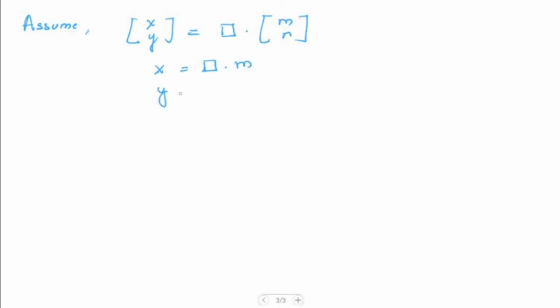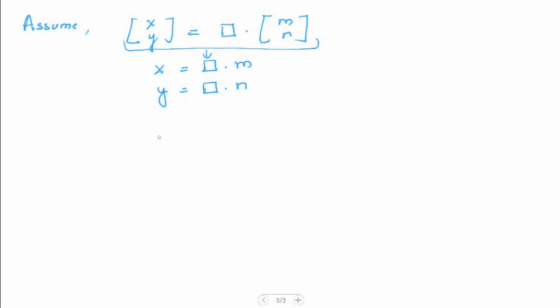So let's assume that the vector xy is equal to some real number times the vector mn. So here, if that is true, in that case x will be equal to some real number times m, and y will be equal to some real number times n, right? So that would mean this here.